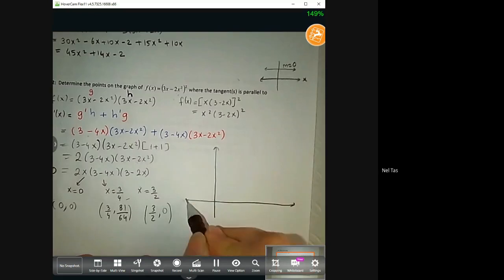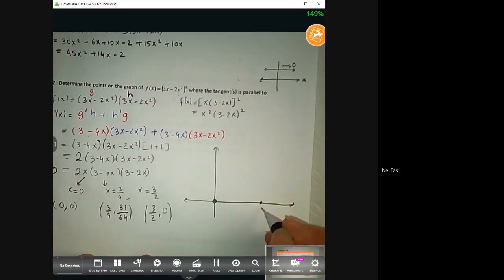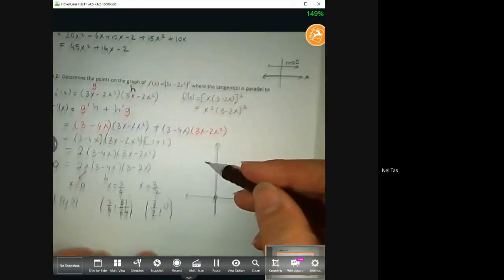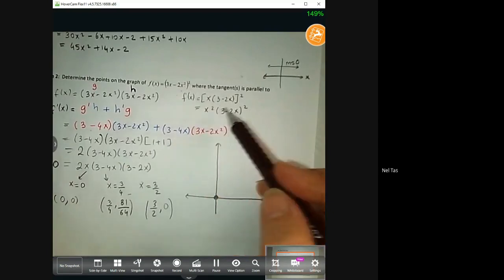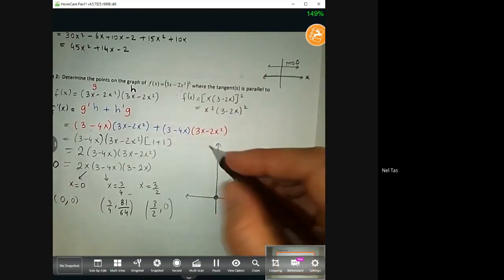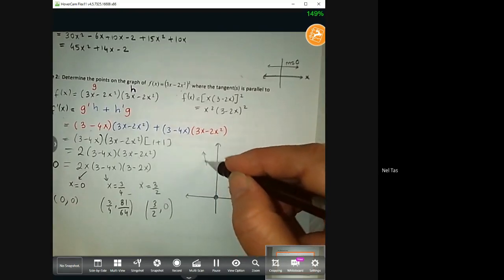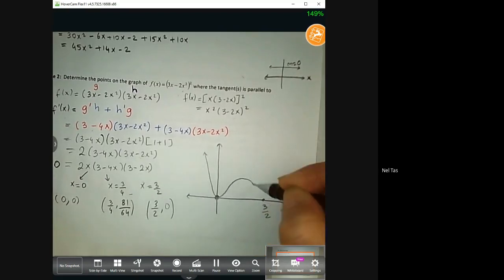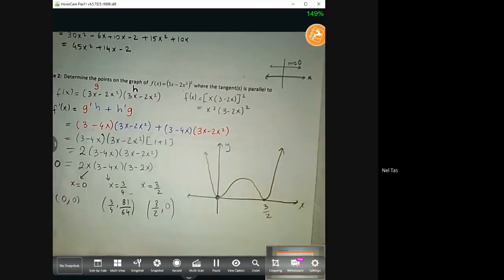So you have two x-intercepts, one at 0, the other one at 3 over 2. Both of them are double roots, and this is a function with exponent 4 at the end, right? Degree is 4 with a positive leading coefficient. It will start from quadrant 2 and end in quadrant 1. So that's how it is going to look.